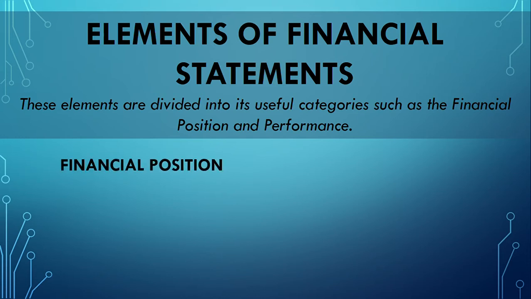For the financial position, we have the assets, liabilities, and equity. In simple terms, financial position includes the assets, liabilities, and owner's equity, and we will discuss later the definition of each. What is the definition of assets? What is the definition of liabilities and equity?